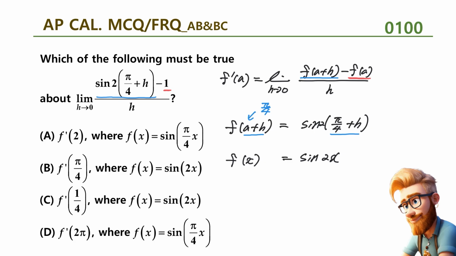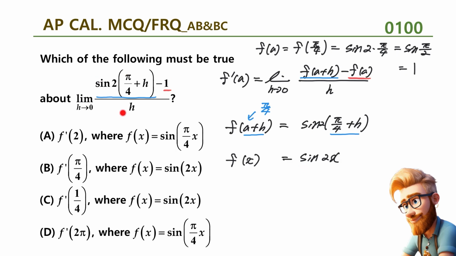f of a, well, a is actually pi over 4, right? So f of a is equal to f of pi over 4. That is equal to, if the function f of x is equal to this, sine 2 times pi over 4, which is equal to sine pi over 2. So sine pi over 2, that's 1, right? So we have 1 here. Does that make sense? So function f of x is equal to sine 2x. Okay, so far so good.